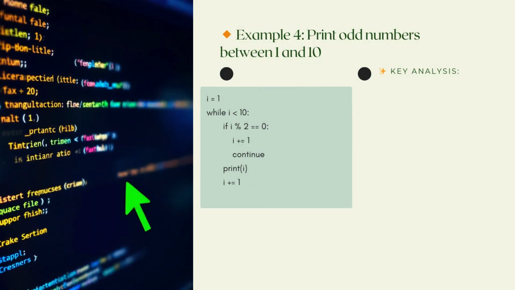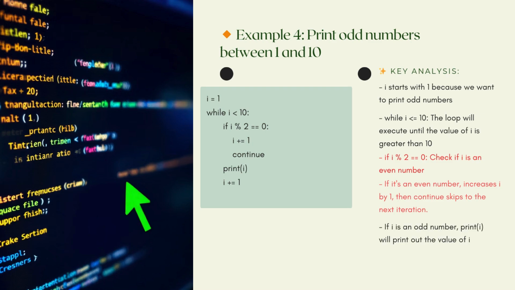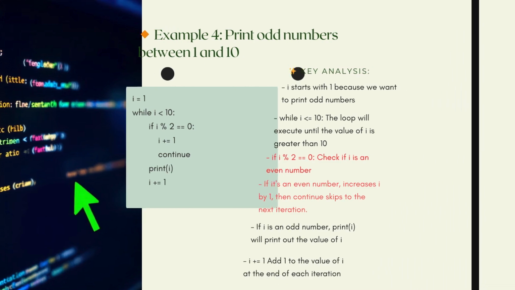Example 4. Printing odd numbers from 1 to 10, using continue to skip unwanted numbers and print only the desired ones. Breakdown. i starts from 1 to print odd numbers. The loop runs until i is greater than 10. If i is even, it's incremented by 1 and continue skips to the next iteration. If i is odd, its value is printed. i is incremented by 1 at the end of each iteration.